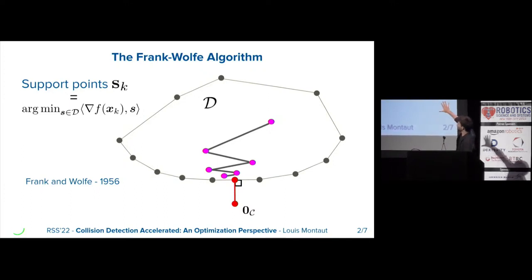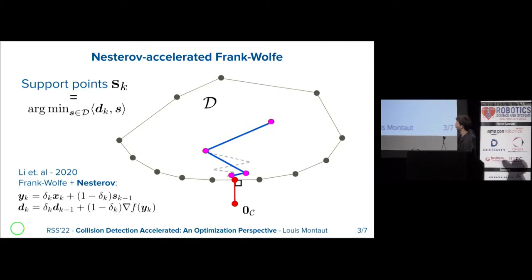The computation of the support point on the Minkowski difference is very easy to do, as it can be decomposed back onto the original shapes. The problem with Frank-Wolfe is that it zigzags, and to deal with that zigzagging, many solutions have been proposed over the years. In this work, we focus on two of these accelerations for maximal computational efficiency.